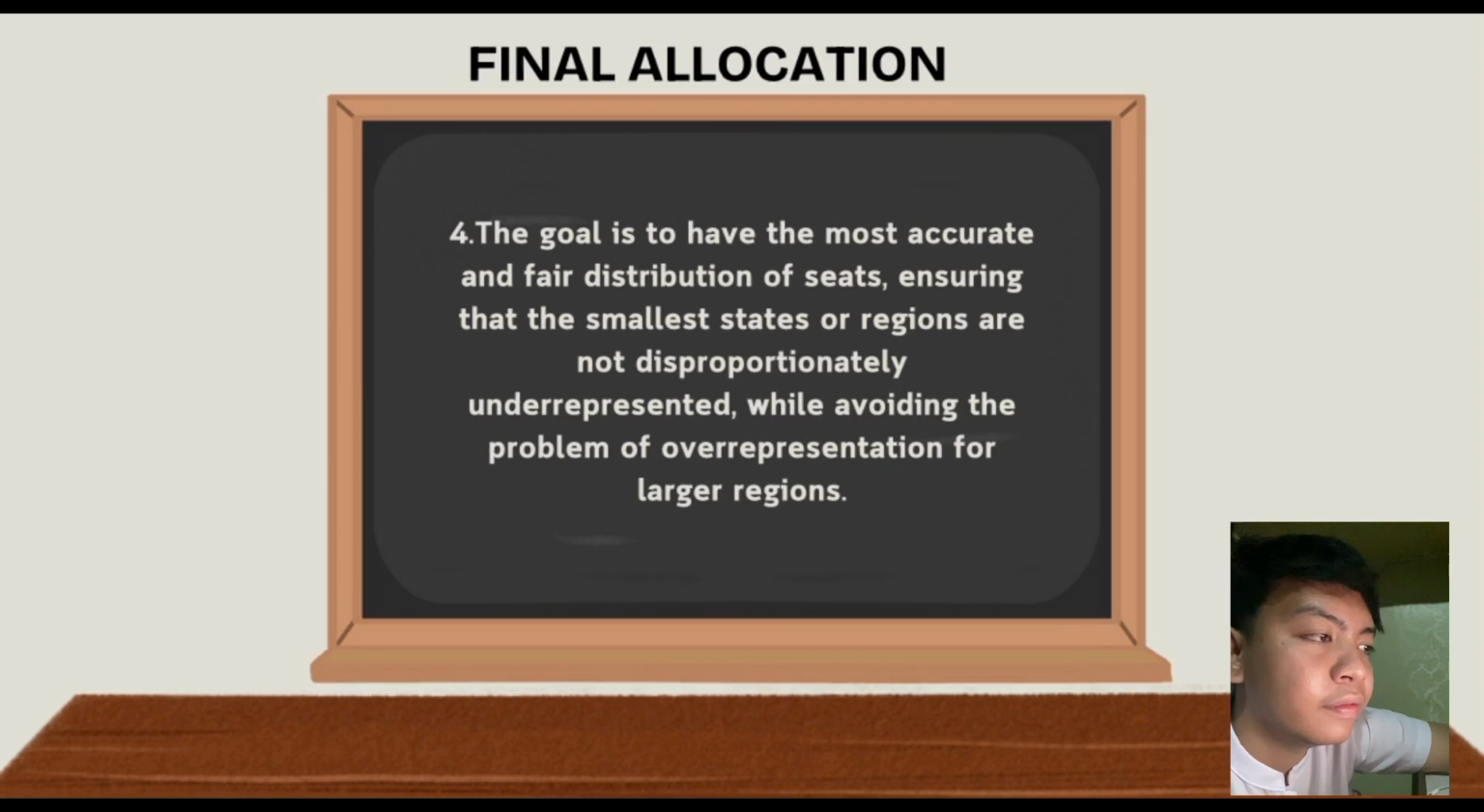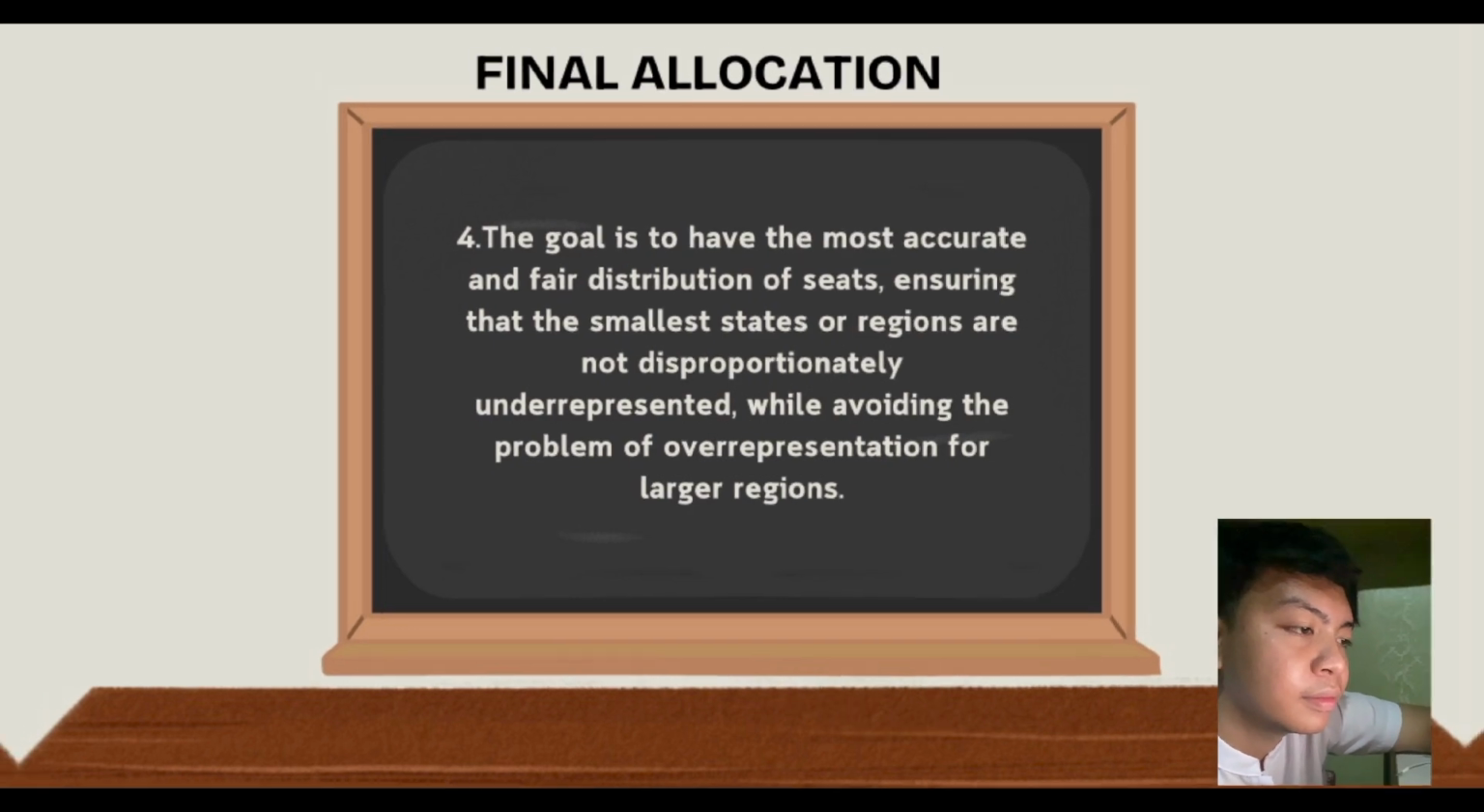Step 4. Final allocation. The goal is to have the most accurate and fair distribution of seats, ensuring that the smallest states or regions are not disproportionately underrepresented while avoiding the problem of overrepresentation for larger regions.